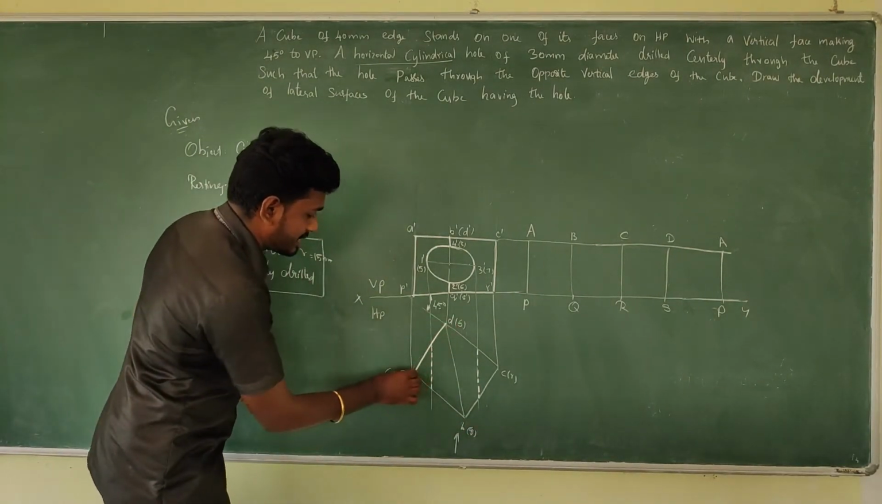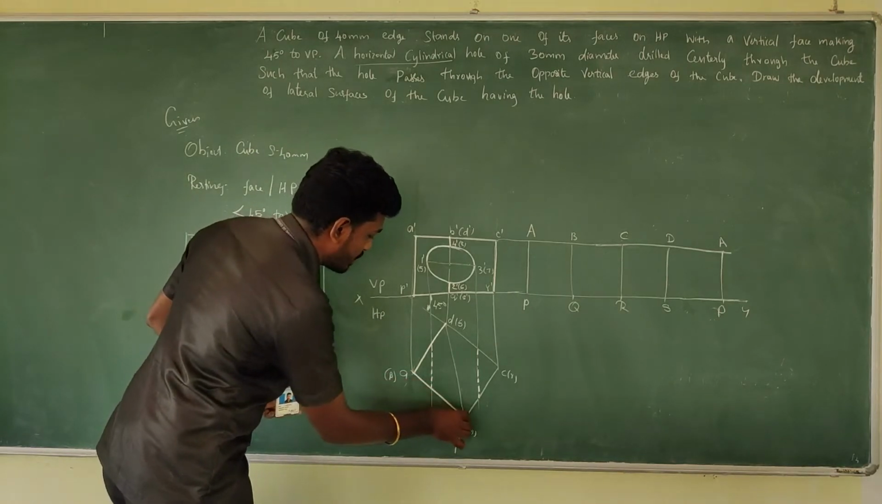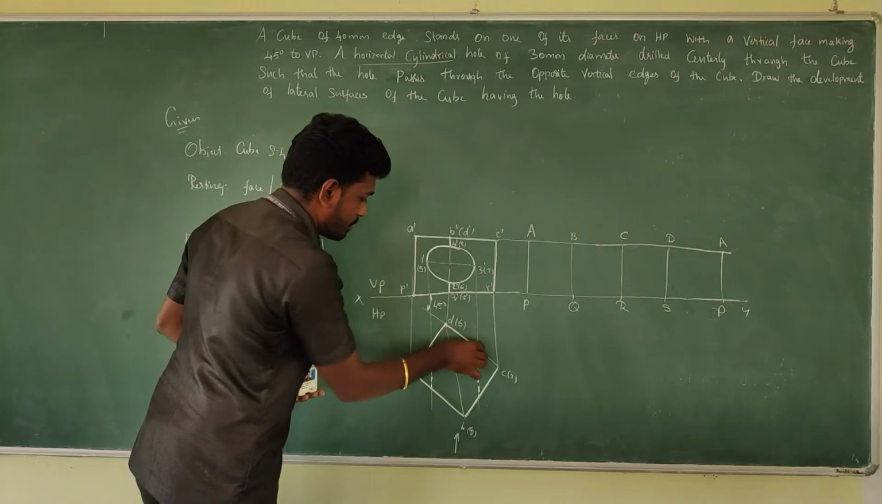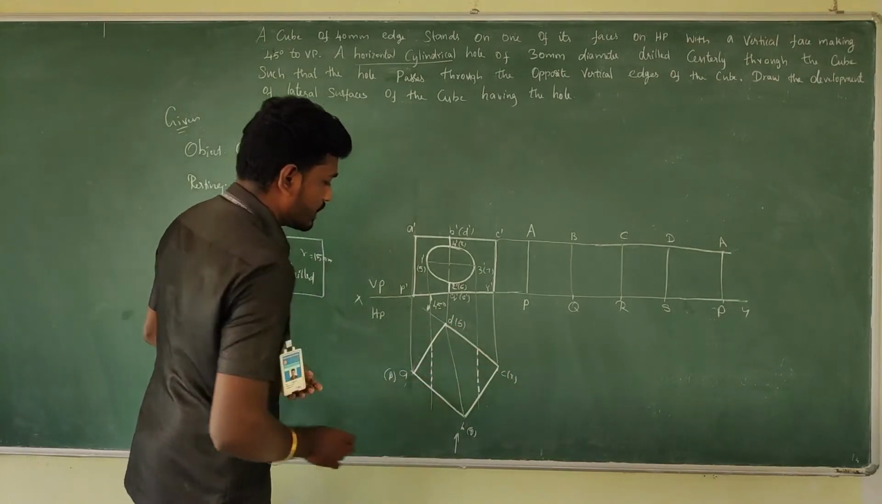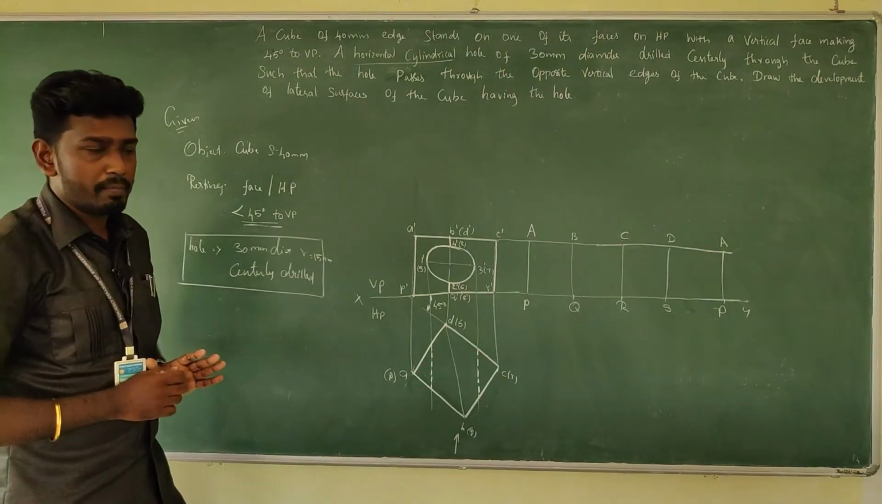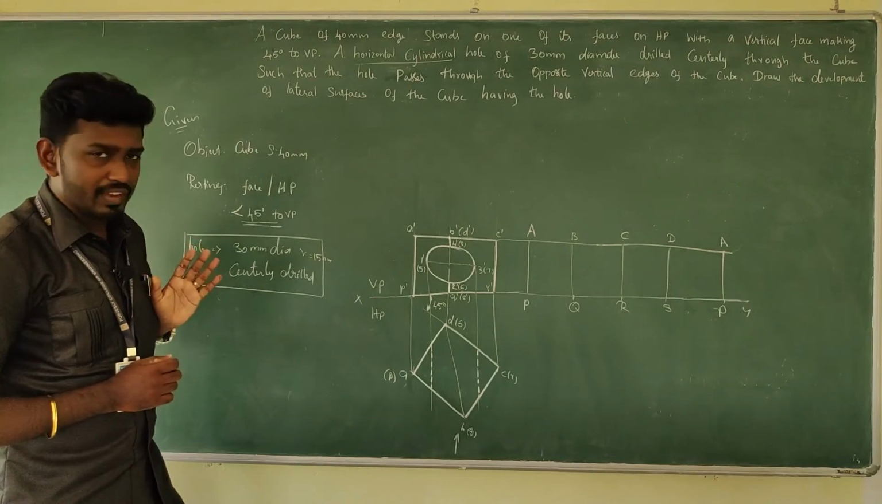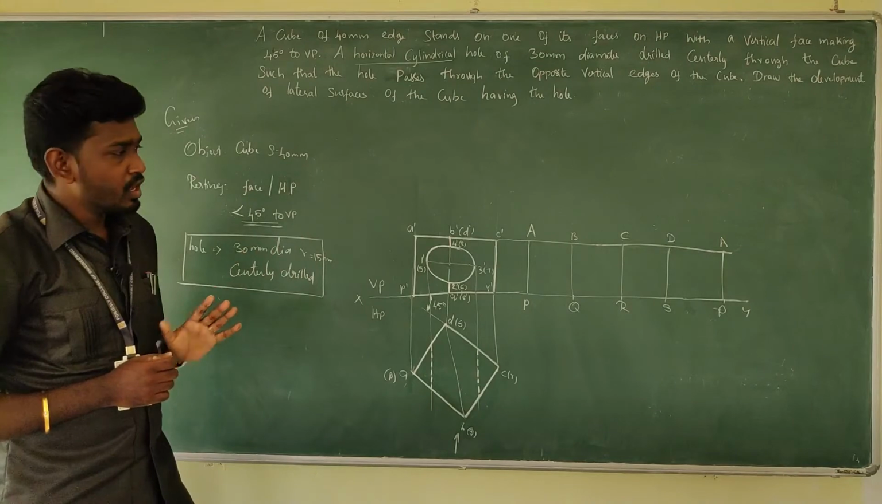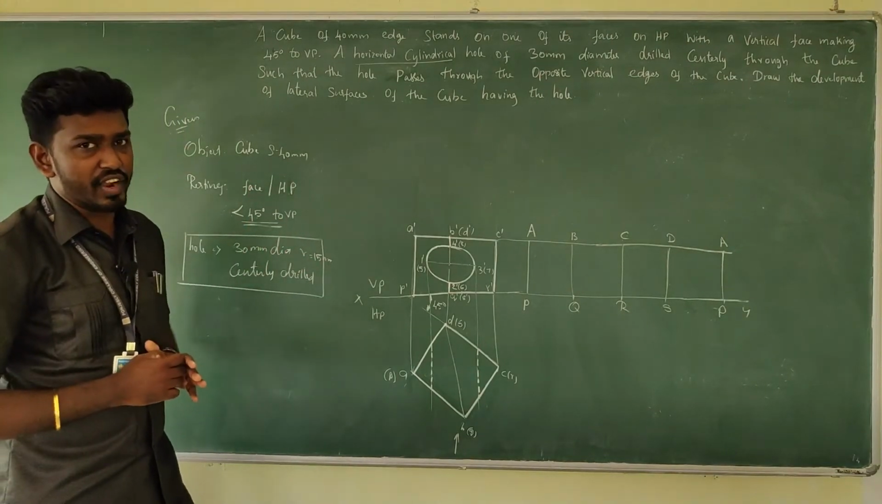From the top base, A, B, C, D will be visible. Make the same visible here as well. After that, we have completed the front view and top view with a hole. Okay. Go to the lateral surface.